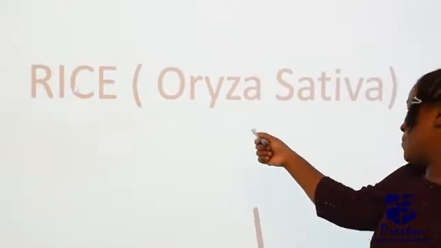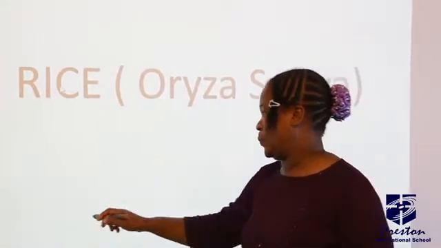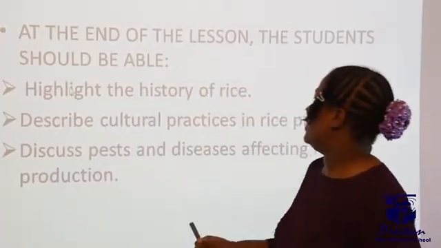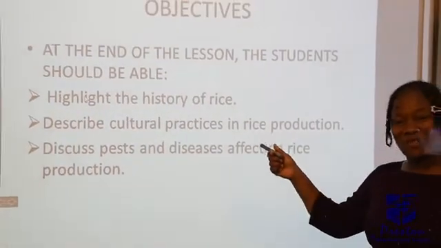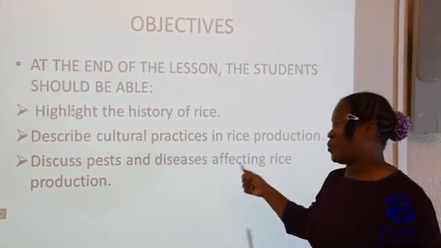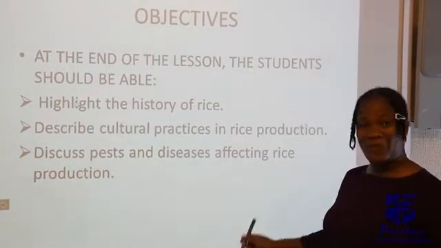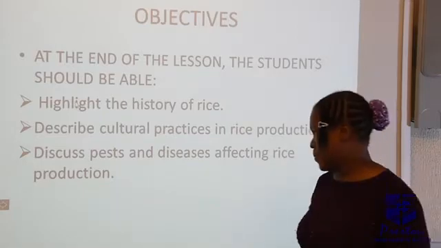Quickly today, we want to look at rice with the botanical name Oryza sativa. Now, we want to look at the history of rice, the cultural practices in rice production. We want to discuss the pests and diseases affecting rice production.